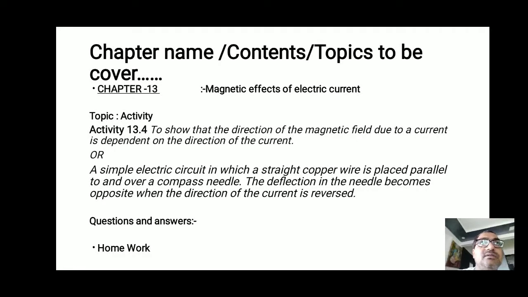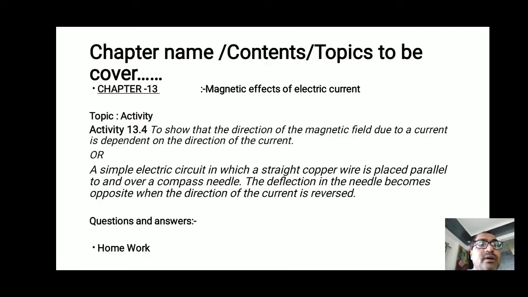It can be asked in two ways. The first one is: to show that the direction of the magnetic field due to a current is dependent on the direction of the current. Or it can be asked this way also: a simple electric circuit in which a straight copper wire is placed parallel to and over a compass needle, the deflection in the needle becomes opposite when the direction of the current is reversed. So this is the aim or question of the activity.